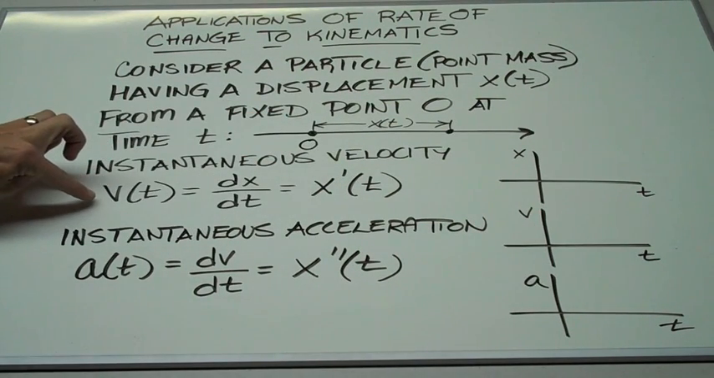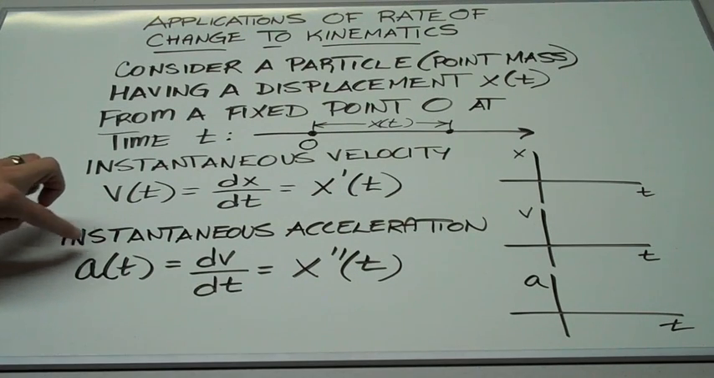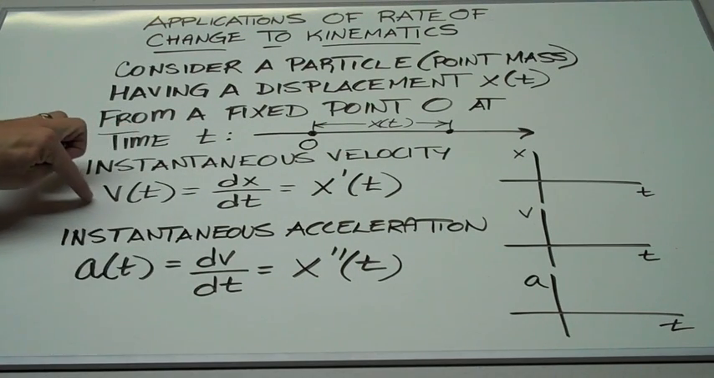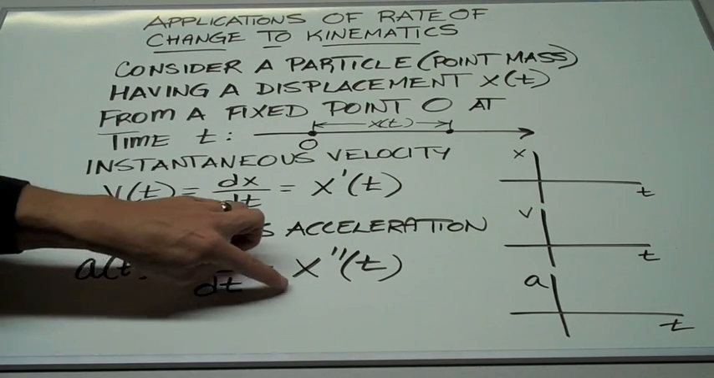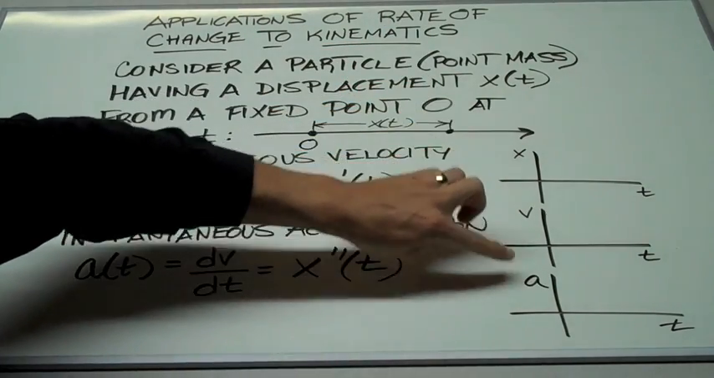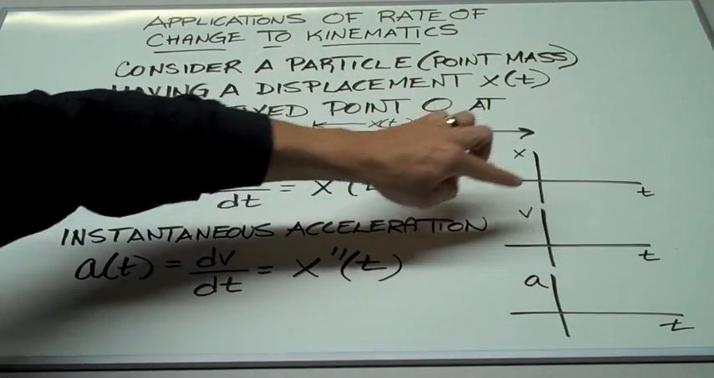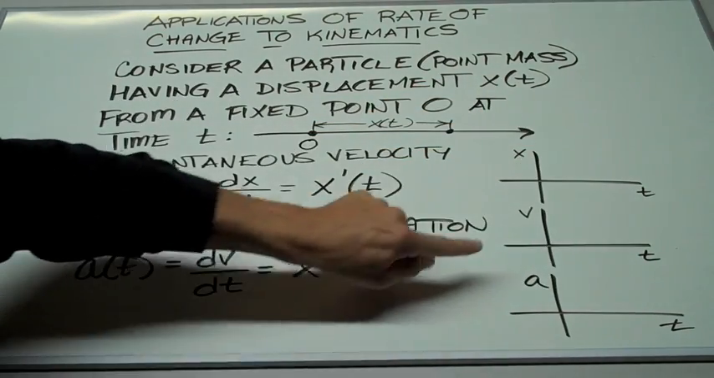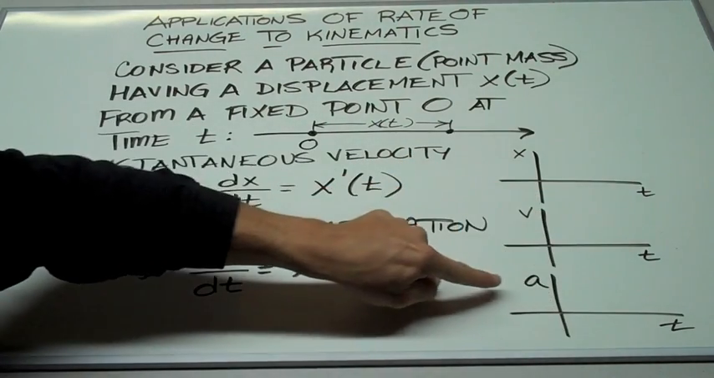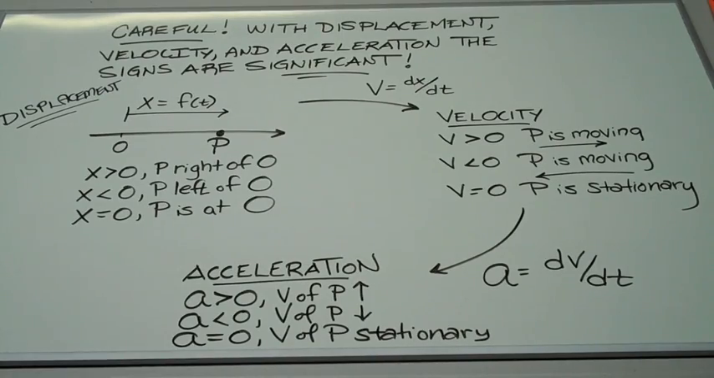Well, how does velocity change with respect to time? That's acceleration. Instantaneous acceleration is measured dv dt, or take the derivative of velocity. In other words, that's the second derivative of our original displacement function. Here you can see the graphs. If I take the derivative of position versus time, or displacement versus time, I get velocity versus time. If I take the derivative of velocity versus time, I get acceleration versus time. You have to be careful with displacement, velocity, and acceleration because the signs are significant.